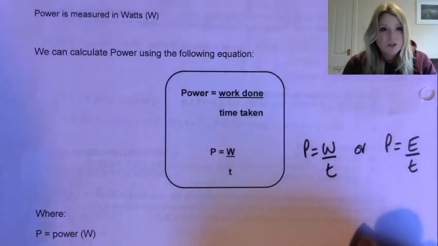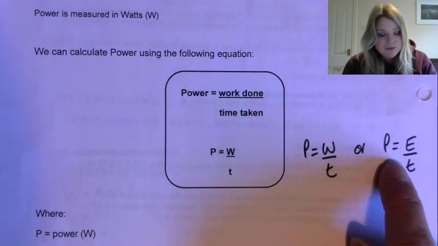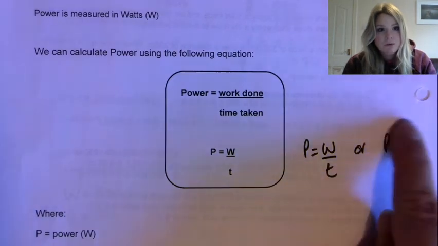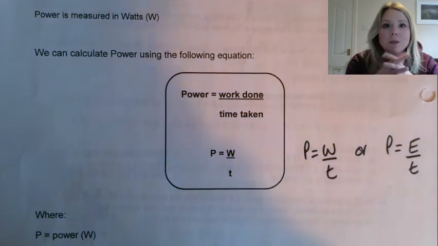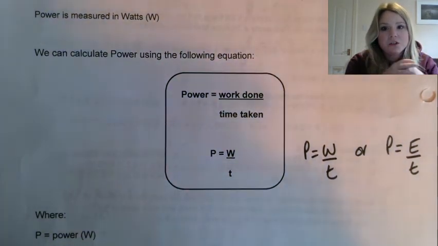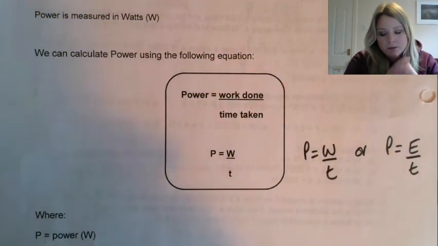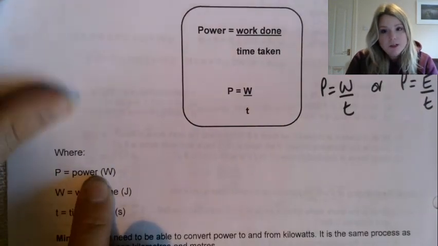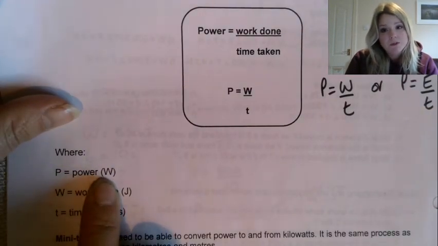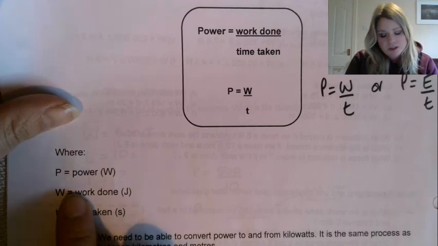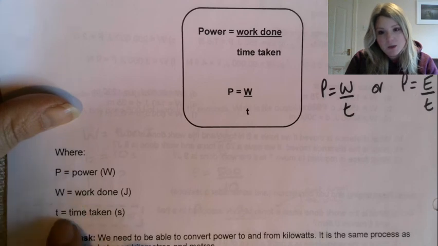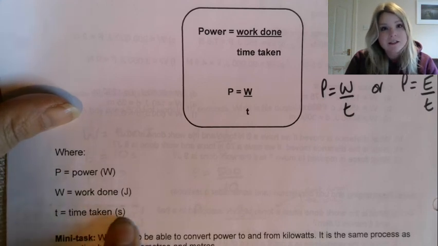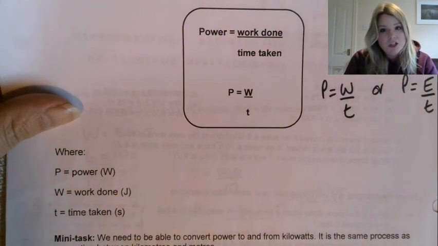Now, in the questions you're going to be doing today, this version comes up a lot. So do make sure you remember that these two are the same as each other. It's all because work done is equal to energy transferred, so we can interchange them in the equations. A reminder about units. Power is measured in watts, and we put a capital W for that. Work done or energy transferred is measured in joules, and we use a capital J for that. And the time in this equation has to be in seconds. So if that's given to you in hours or minutes or days, you need to change it into seconds.